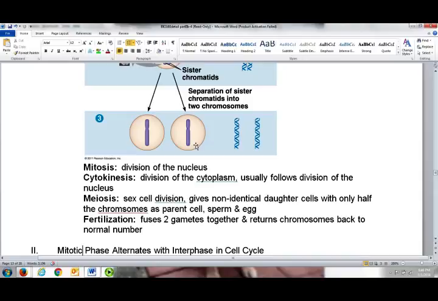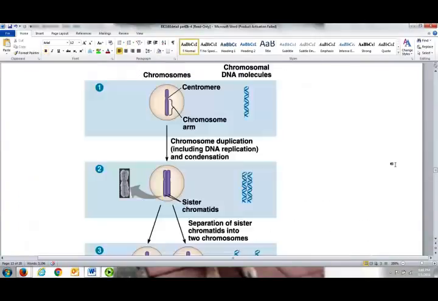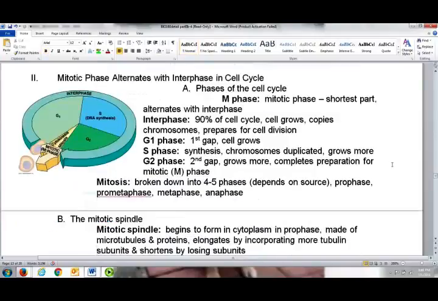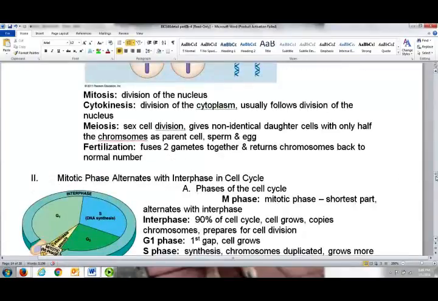Mitosis refers to the division of the nucleus. And so this is only going to occur in eukaryotic cells. In prokaryotic cells, we don't have mitosis because we don't have a nucleus. We do have a similar process, though. Cytokinesis is going to be the division of the cytoplasm. This is usually going to follow the division of the nucleus. Exactly when this occurs will depend on the different types of cells.